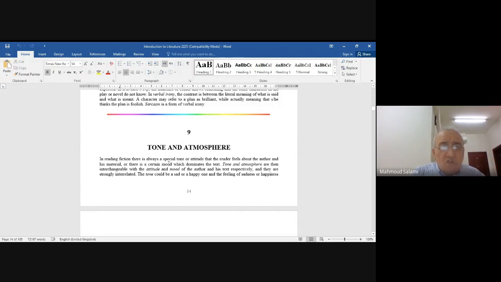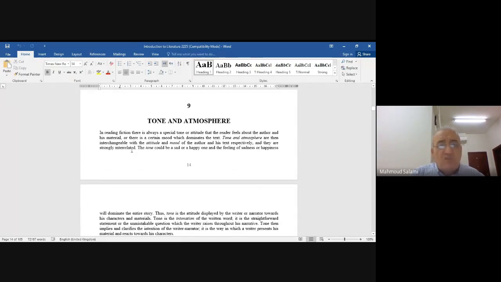In reading fiction, there's always a special tone or attitude the reader feels about the author and his material, or there is a certain mood which dominates the text. Tone and atmosphere are then interchangeable with the attitude or mood of the author and the text respectively, and they are strongly interrelated. When you say tone and atmosphere, it's like saying attitude and mood, whether your mood is sad or happy, or your attitude, whether you are okay or not.